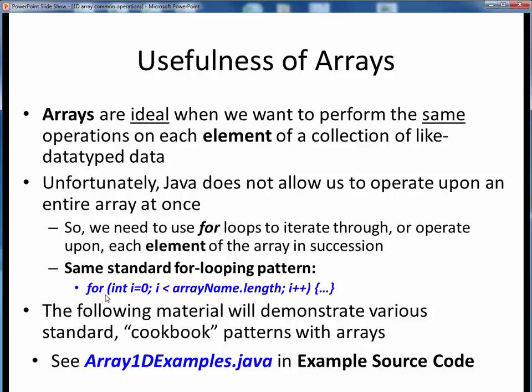In all the examples which follow, keep your eyes open for this standard for looping pattern. In a for loop, we loop from 0 up to, but not including, the last index of the array, which is an automatically available parameter of any array. Then inside these curly braces, we do whatever it is we need to do to any or all of the array elements. In all the material that follows, we'll demonstrate many standard cookbook patterns for various common array applications.